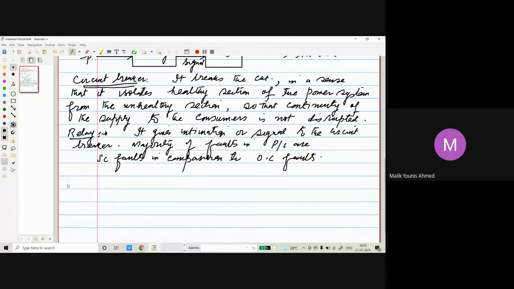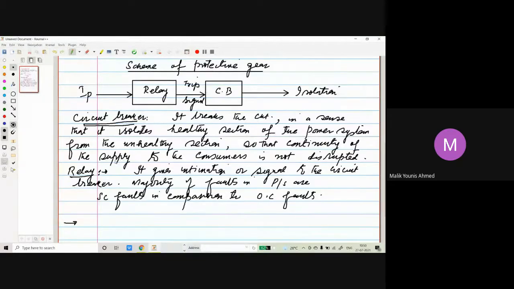Now, if we talk more about short circuit faults, what will happen? In case of short circuit faults, the voltage at a particular bus will become zero. And when the voltage becomes zero, subsequently the current will increase. Therefore, input to the above protective scheme which we have drawn here, this is the protective scheme we have drawn.